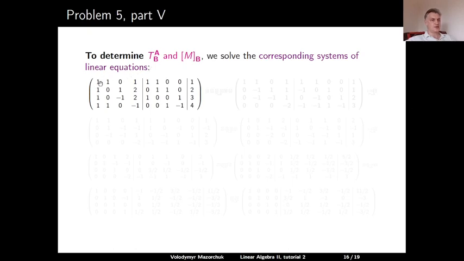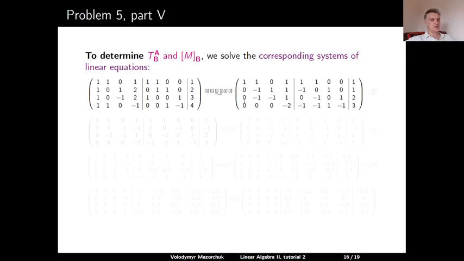We have 1 in position 1, 1, so we use it to kill everything else in its column. So we subtract row 1 from all other rows. Row 1 remains the same, and row 2 becomes 0, minus 1, 1, 1, minus 1, 0, 1, 0, 1.